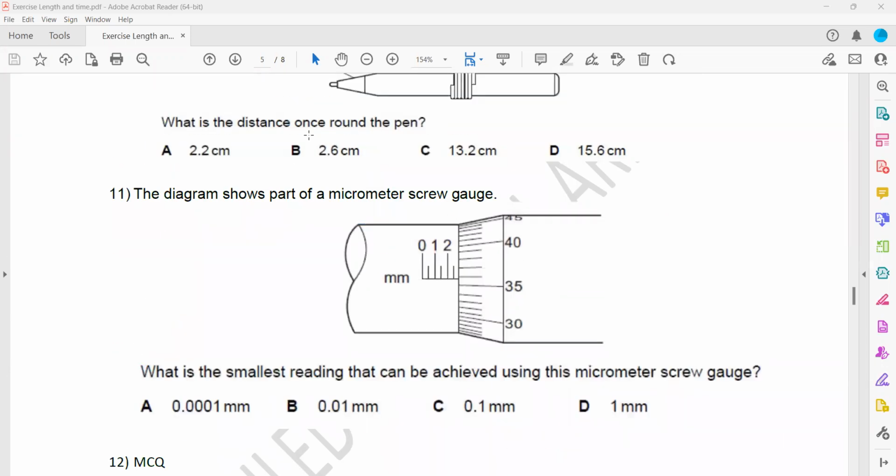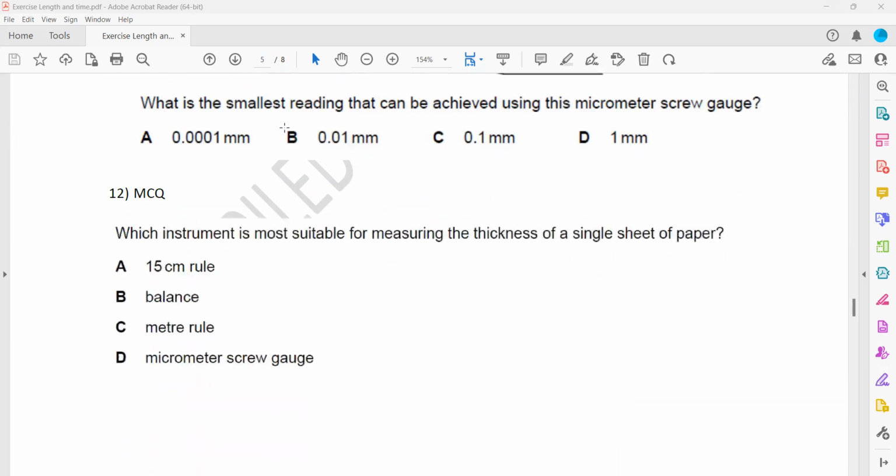Then what is the smallest value which a micrometer screw gauge can record? That is equal to 0.01 millimeter. It's a fixed value, the smallest fixed value which it can record, equal to 0.01 millimeter. If it was a meter rule, then it would be 0.1 centimeter, or you can also say 1 millimeter.